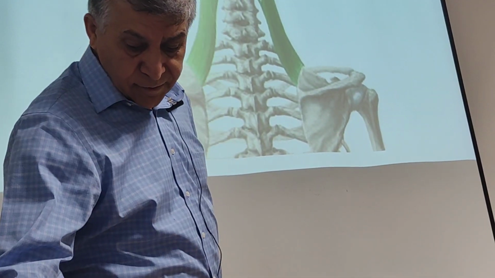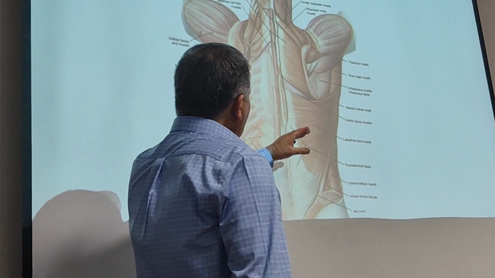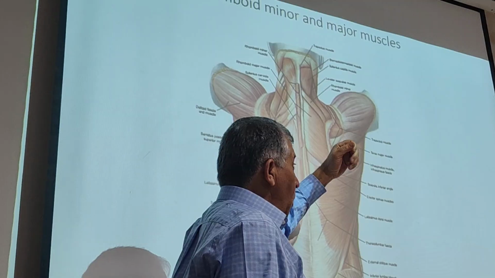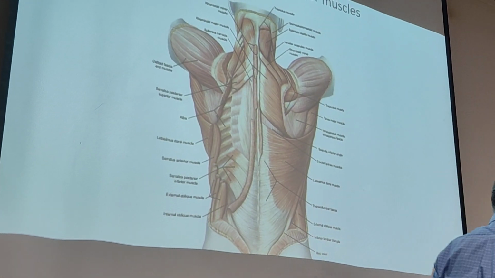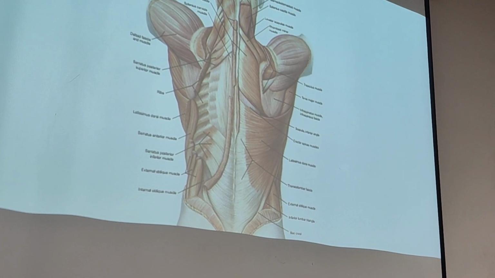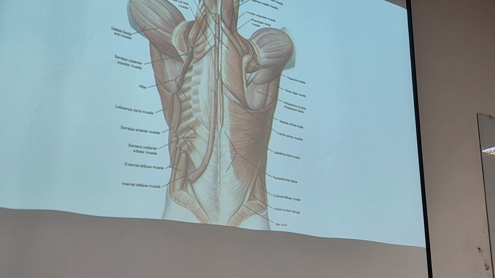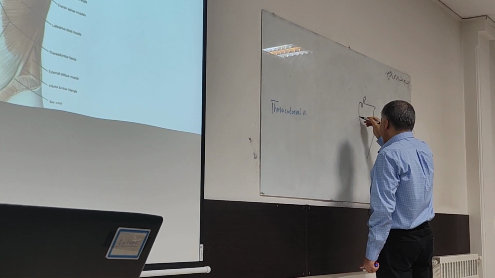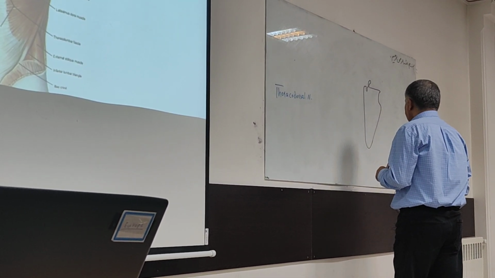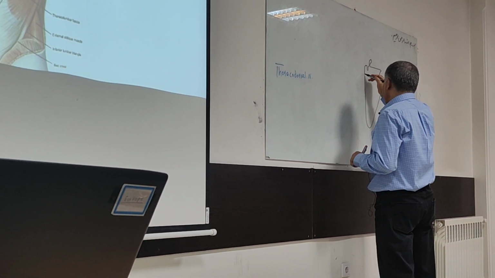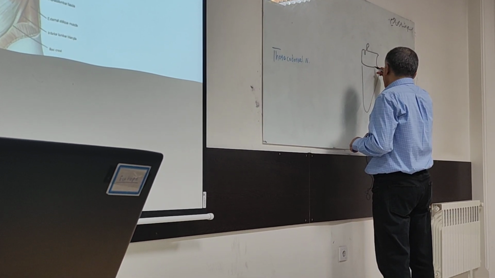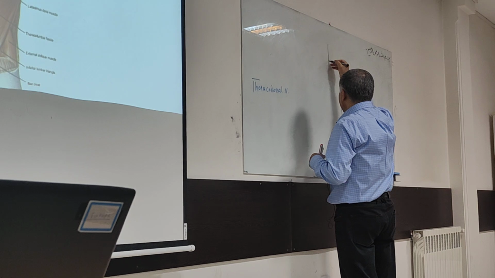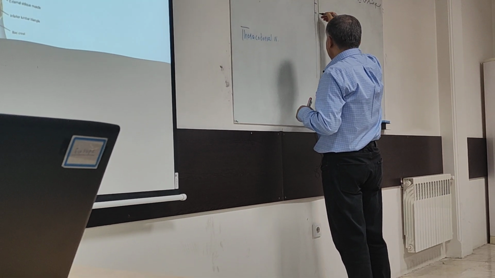Deep. When we remove it, we can see three muscles. This one is the vertebral column, okay?